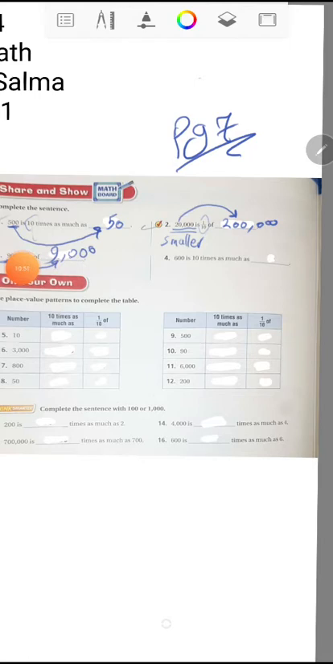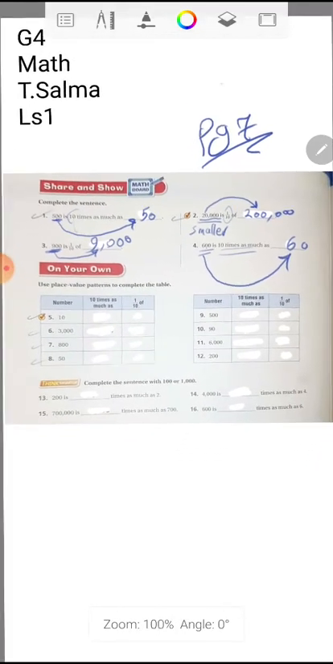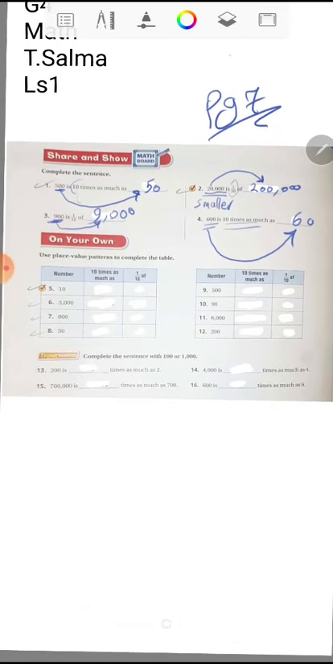Okay, now let's see number 4. Number 4, 600 is 10 times as much as. So here when we see this exercise, you have the greater number or bigger number. So to find the smaller one, you have to divide this number by 10. So it will be 60. Okay, so this is the opposite of the exercise that we solved from page 6.